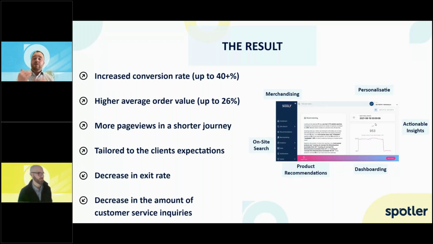With all these business rules, you can also try to push clients to products that have a little bit higher order value. So what we see there is an increase in the order value of around 26%. Another thing that we see, I mentioned it a little bit earlier already, is more page views in one session. But what's interesting is that these extra page views are in a session that has a shorter length. So it really shows that it's easier for these clients to find the products and the content that they're looking for. Again, it's tailored to the client's expectation. You have a decrease in exit rate.